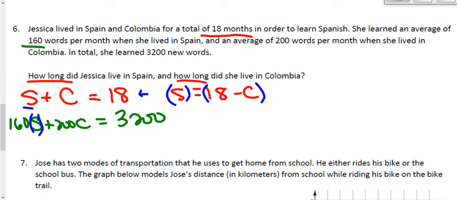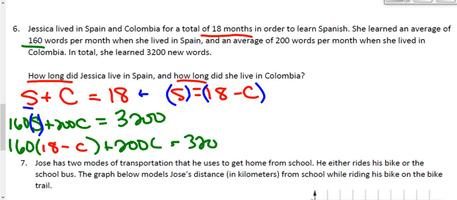It equals this equation, 18 minus C. So when I see S in the equation on bottom, I'm going to replace it with 18 minus C. So 160 times (18 minus C) plus 200C equals 3,200. So that's what I decided to do there. In order to finish this problem, all I have to do is solve for C first.